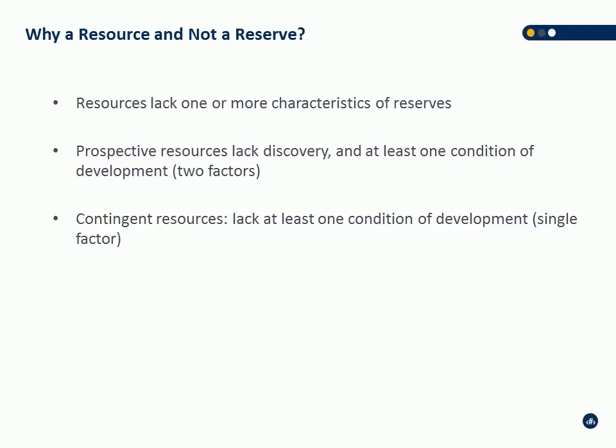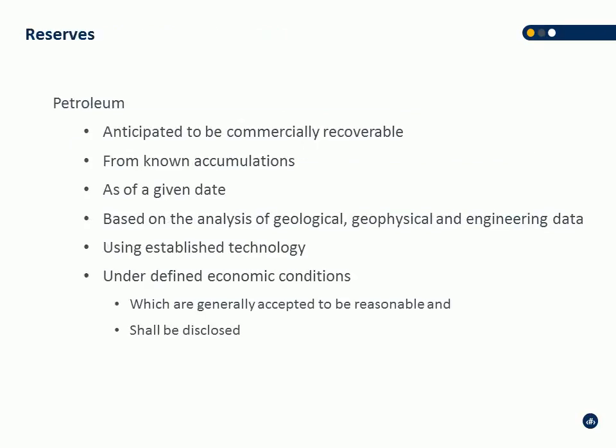Contingent resources, there's only one condition, that's the chance. So that's what segregates the three types of volumes into the three buckets. So getting into reserves, the official definition: petroleum anticipated to be commercially recoverable from known accumulations as of a given date, based on the analysis of geological, geophysical, and engineering data using established technologies under defined economic conditions. The economic conditions have to be reasonable and they have to be disclosed.